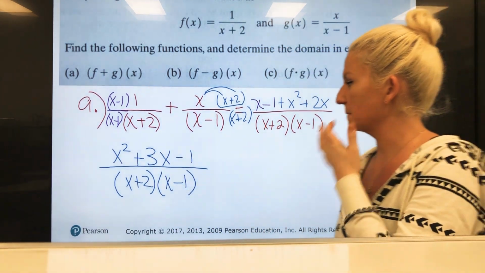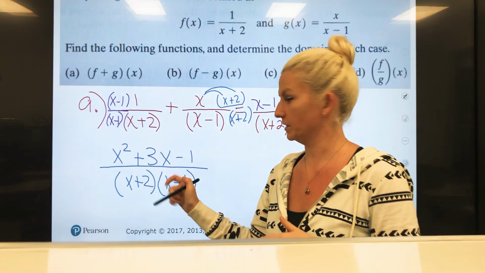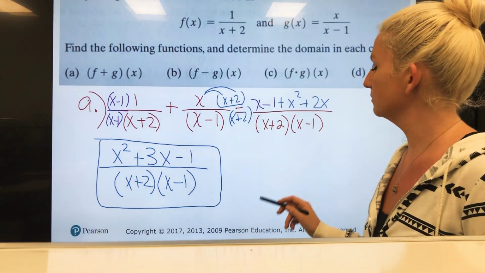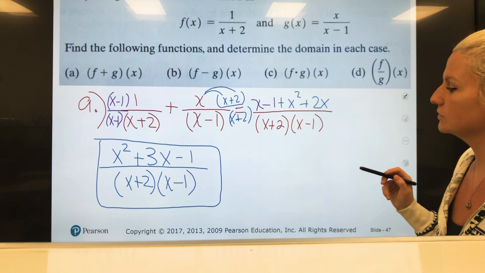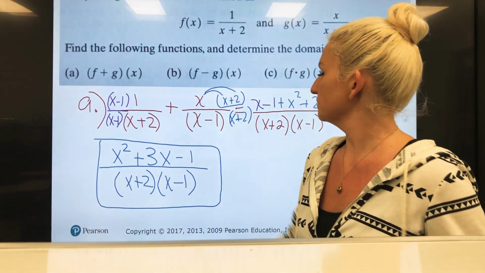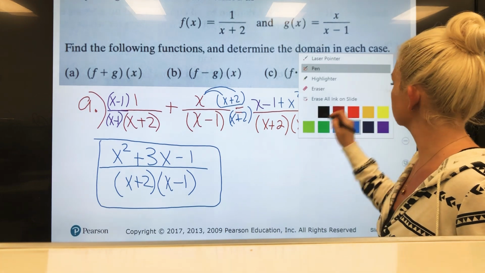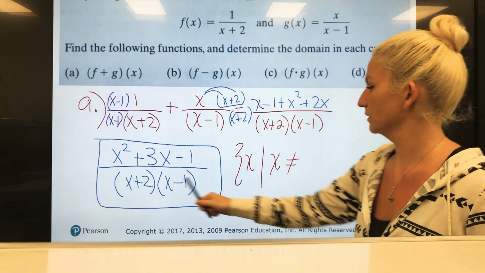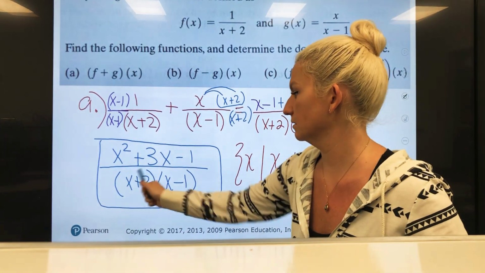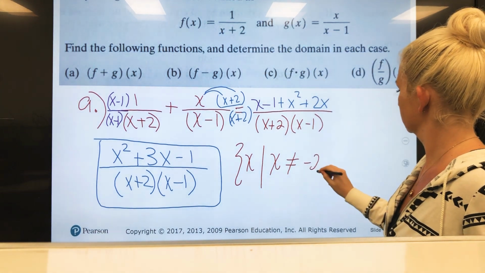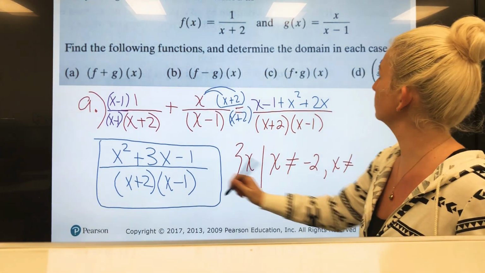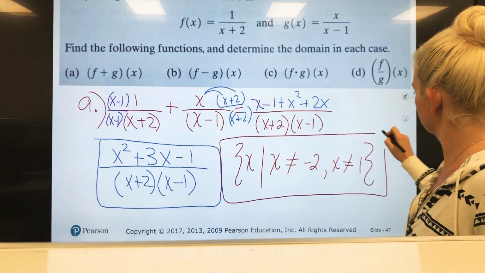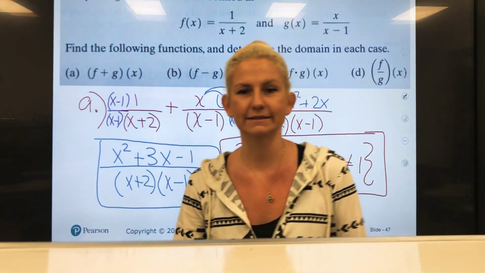You should always check if you can factor this numerator more and maybe cancel some things out. But in this case, you can't factor this numerator, so we're finished. So this here is f plus g of x. Then remember with my domain, I have to check my denominators. So my domain is x such that x cannot be negative 2, because that would make this piece 0 up here, and x cannot be positive 1, because that would make this part 0. That would be my domain. All right, so that's part A.